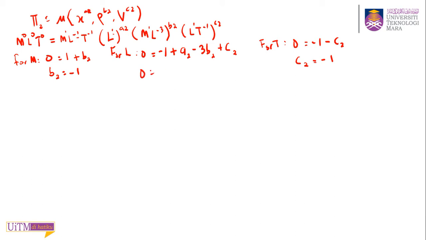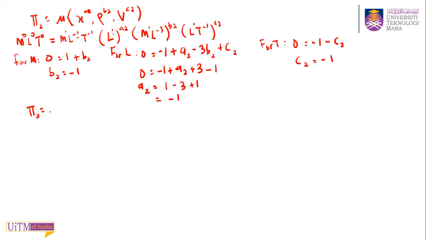So 0 will equal minus 1 plus a2 minus 3 b2, and b2 is minus 1, so this will be plus 3, and plus c2 is minus 1, so this will be minus 1. So we will get a2 equals 1 minus 3 plus 1. So this will equal 1 minus 3 is minus 2, plus 1 is minus 1. Okay, so we will have our pi 2.